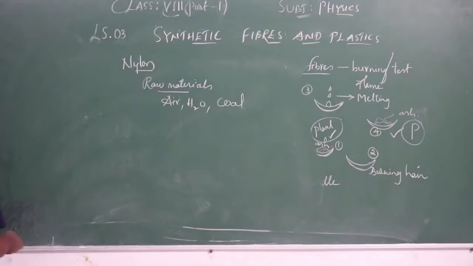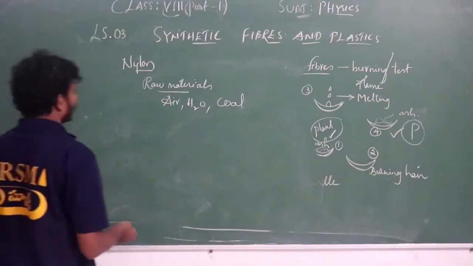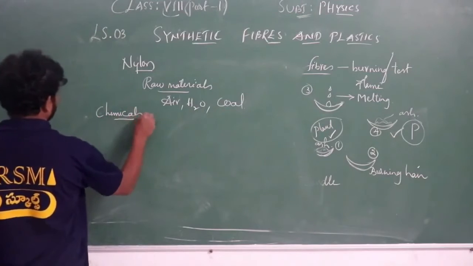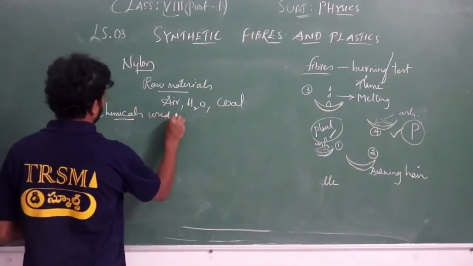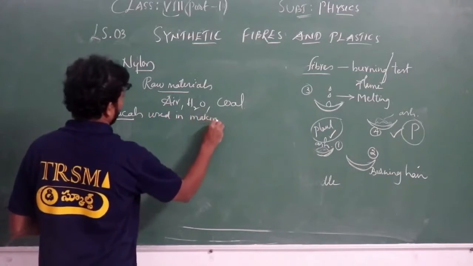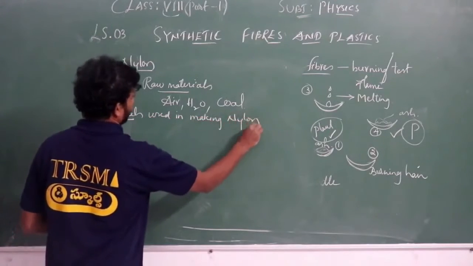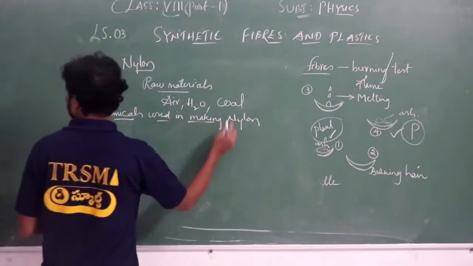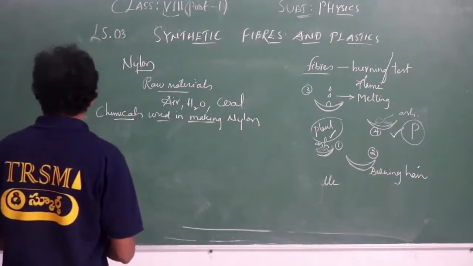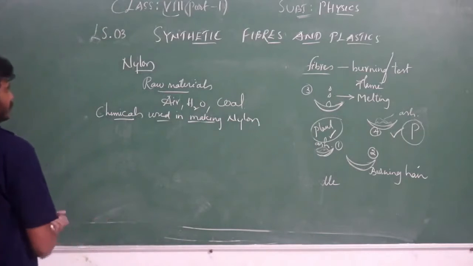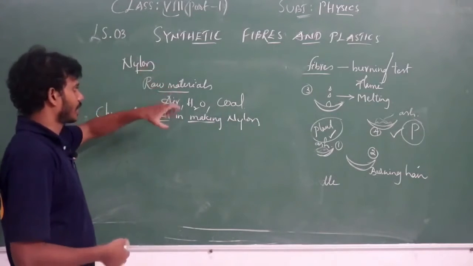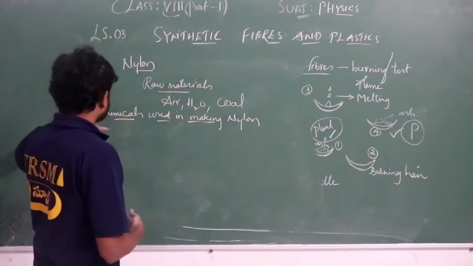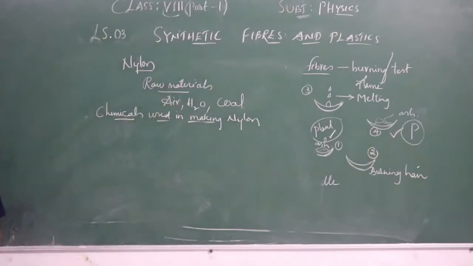And also we use some chemicals. Do you know which type of chemicals are used? Chemicals used in making nylon. So what are the different chemicals used in making nylon? I told you raw materials means the materials which are used in making this nylon. One is air, water and coal, and also some chemicals are used. So what are the different chemicals?